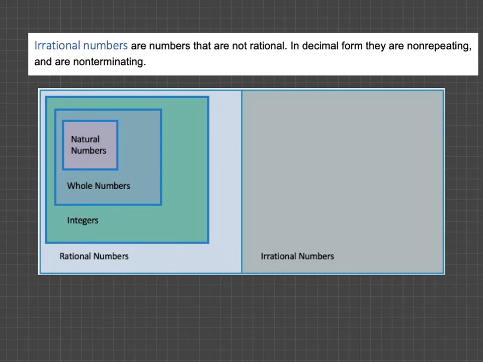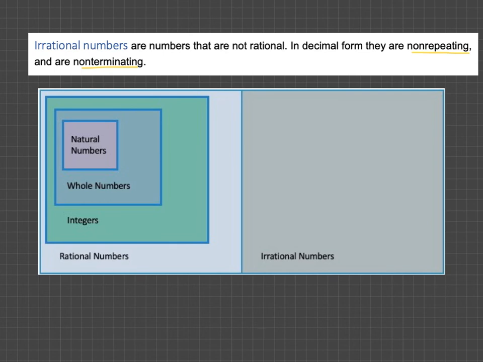The last set of numbers before we have all of our real numbers is irrational numbers. They are numbers that are not rational. You can see in the diagram that it sits next to the rational number set, and there is no overlap. So in decimal form, we can define irrational numbers. In decimal form, they are non-repeating and non-terminating. So we can never write it down exactly in decimal form.